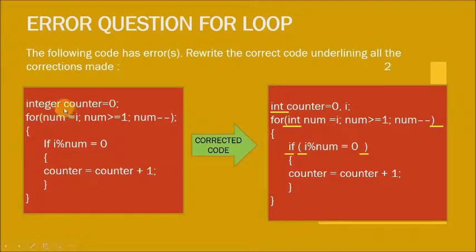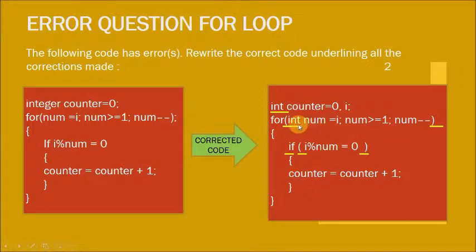Now, integer. There's nothing like integer in Java. It has to be int. So I've written int here, and please don't forget to underline the corrections. It is very important. Then we have used two variables here, num and I. So I and num are also not initialized. num is a loop variable, so I will initialize it here only, or you can initialize it at the top of the for loop also.